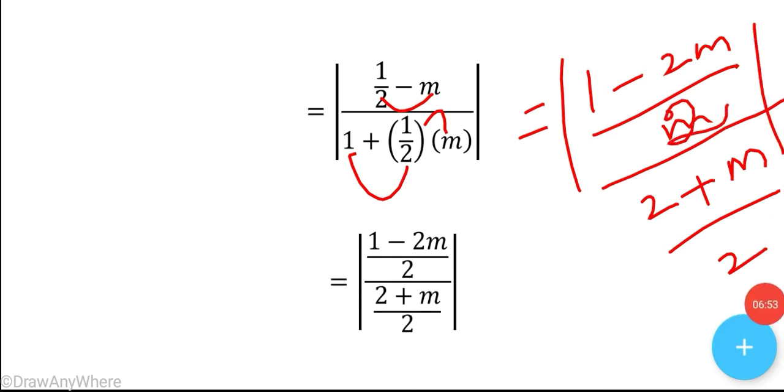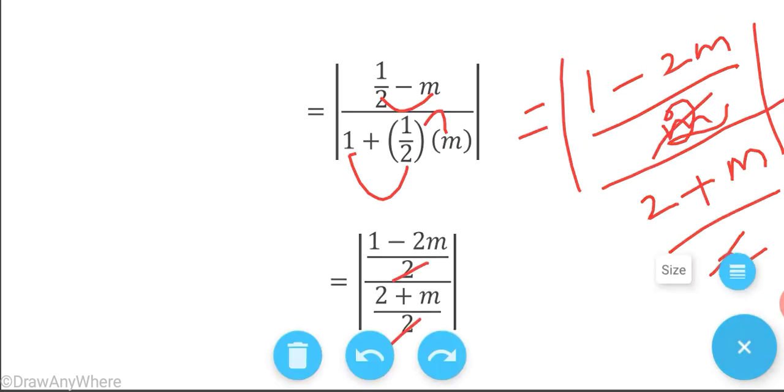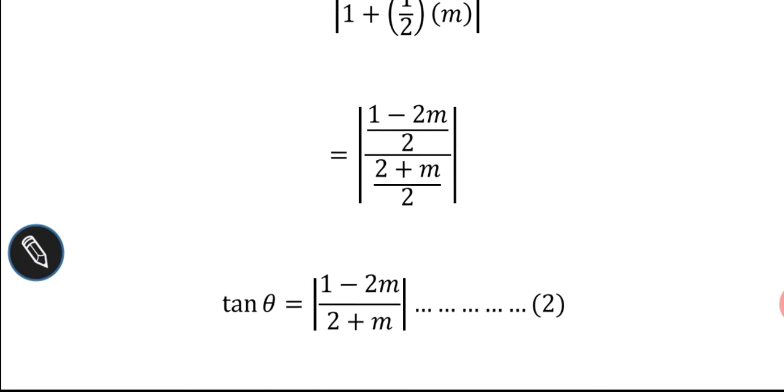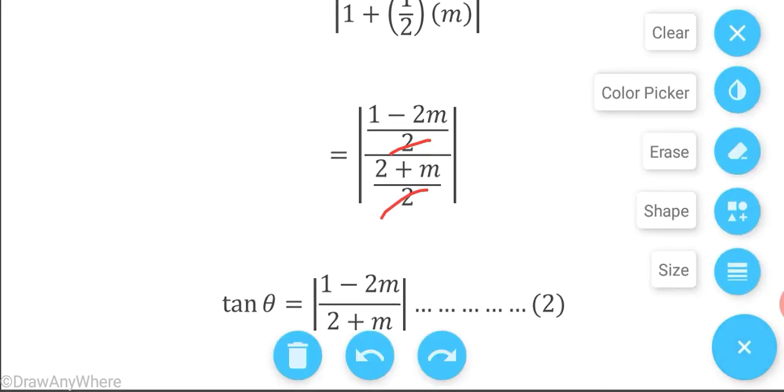Now this 2 gets cancelled. So the next step is, after cancelling 2, tan theta is equal to 1 minus 2m divided by 2 plus m. Okay, let it be equation number 2.